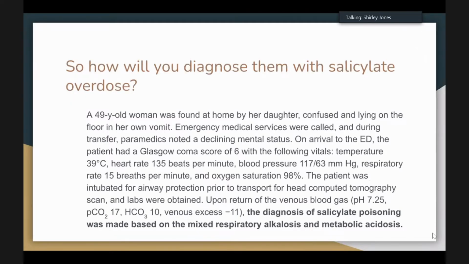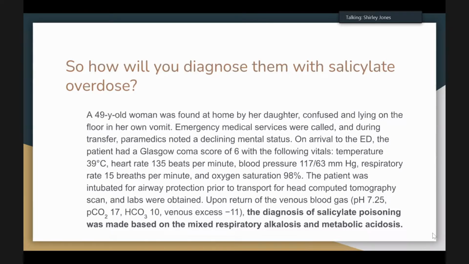So how are we going to diagnose them with salicylate overdose when they look like everything else? This is an example of how vague they can be. A 49-year-old woman found at home by her daughter, confused and lying on the floor in her own vomit. EMS was called, and during transfer, paramedics noticed a declining mental status.